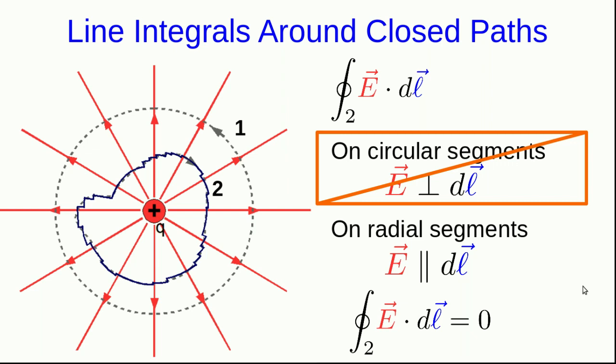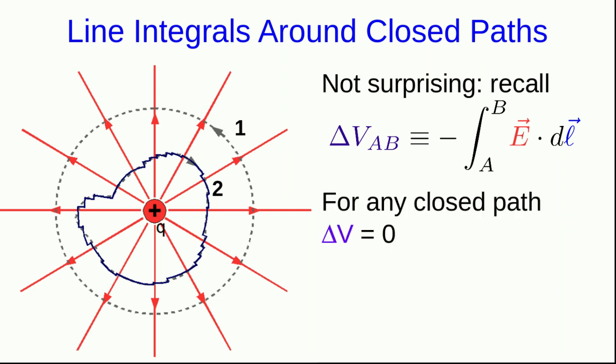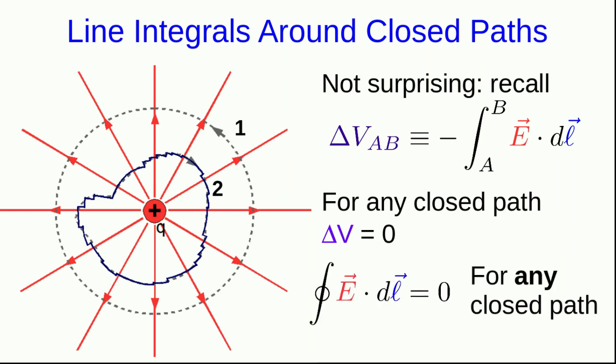Well, if you think back to things that we've seen earlier, this result is not at all surprising, because that line integral of the E field from some point A to some point B is just, other than a negative sign, the potential difference. And if we are starting and ending at the same place, the potential difference must be 0. So the line integral around a closed path of the electric field is always 0 for any closed path.